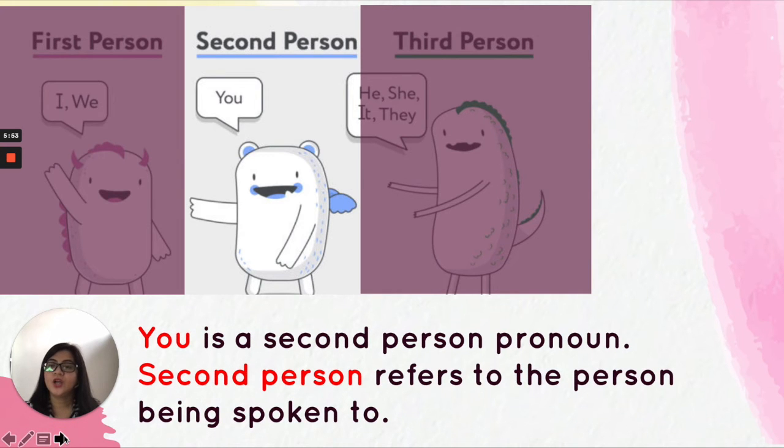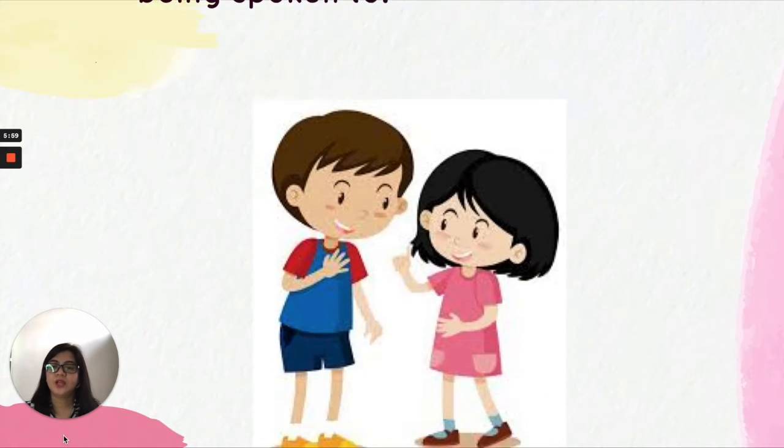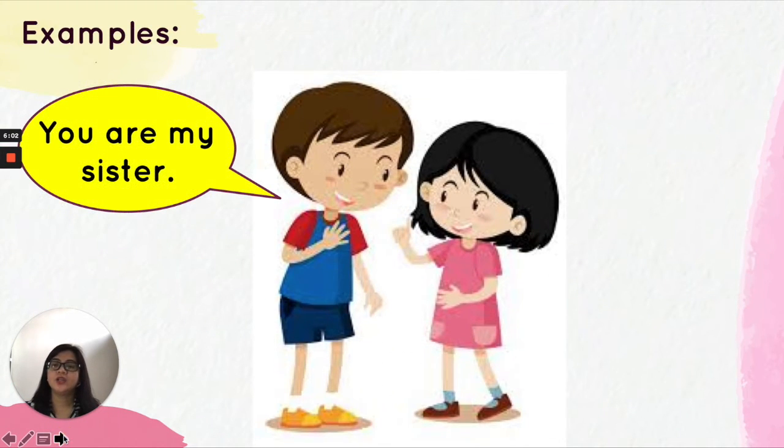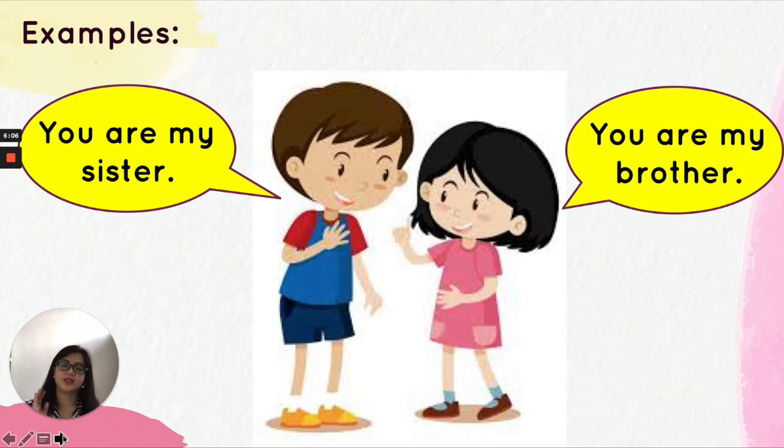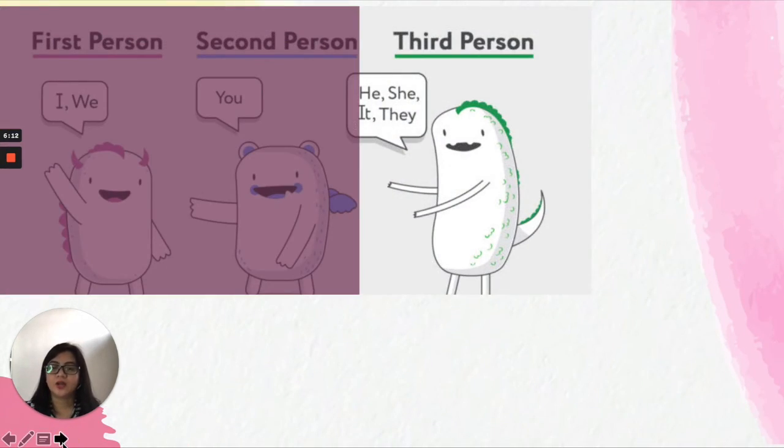Second person, you is a second person pronoun. Second person refers to the person being spoken to. So here we have examples. You are my sister. If you're talking to the other person, and the other person can say, you are my brother. So they are referring to the person they are talking to or talking with.